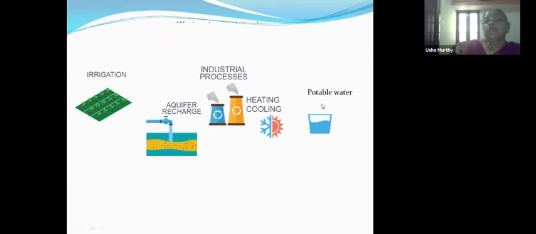Again, potable water can be used, and once it is used, it becomes wastewater. So again, wastewater should be taken care of properly. It should be collected and treated so that it can be reused for irrigation, aquifer recharge, some industrial processes, and also for heating and cooling. Okay, so this is how it has to be done.